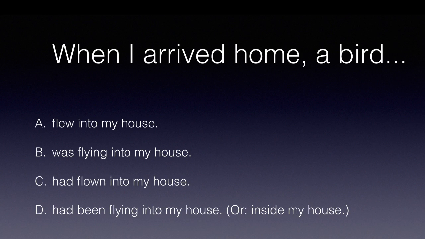D, we've got the past perfect continuous. So when I arrived home, a bird had been flying into my house. So maybe repeatedly. So over a period of time, the first thing which happened was a bird flew into my house, and then out, and then in, and then out, and then in, and then out, etc. And then at some stage later on, I arrived home.